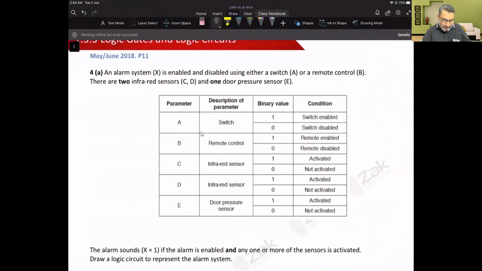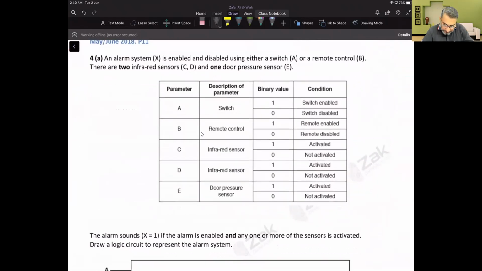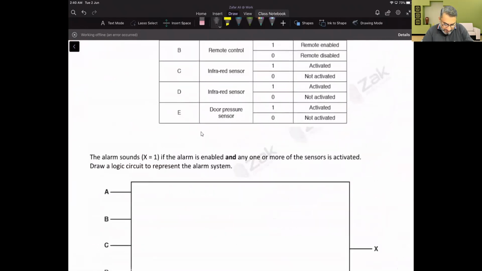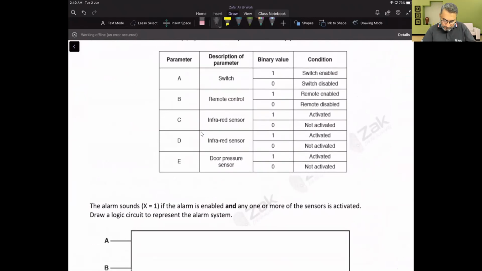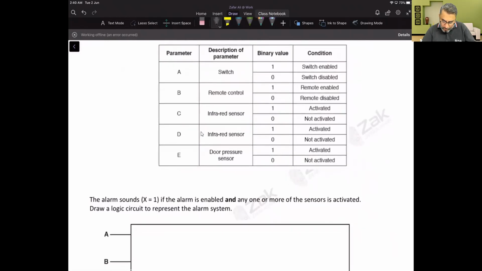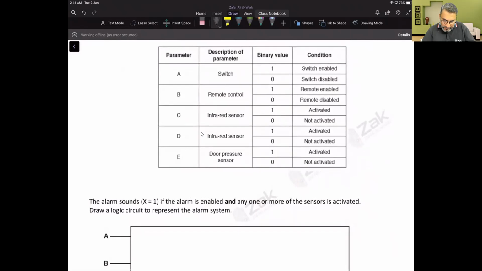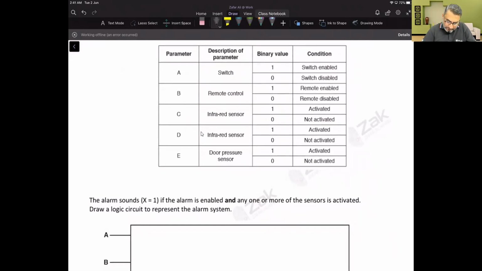Now you can see that this particular example is with 5 inputs. So try solving it yourself. It says that the alarm sounds, x is equal to 1, if the alarm is enabled and any one or more of the sensors is activated. So we have got sensors over here: sensor 1, sensor 2, sensor 3. Any one or more means OR gate. And means and.